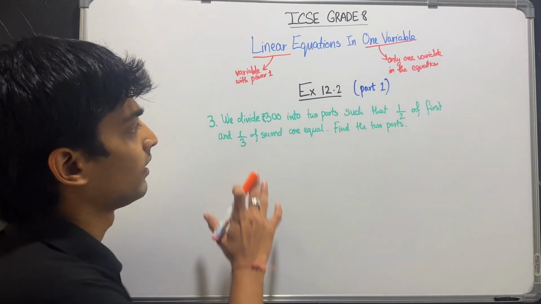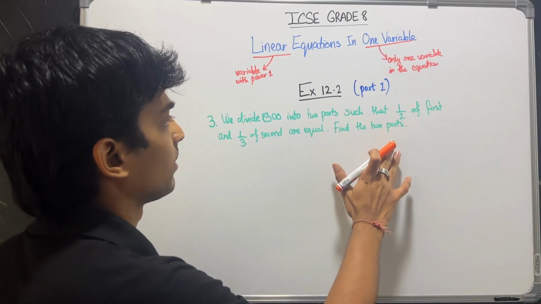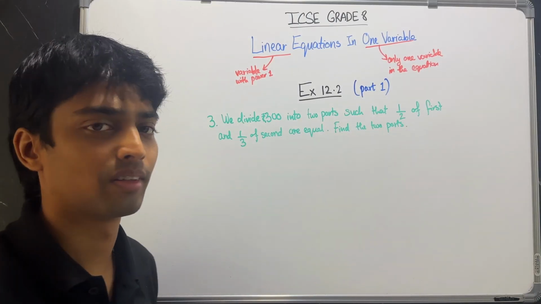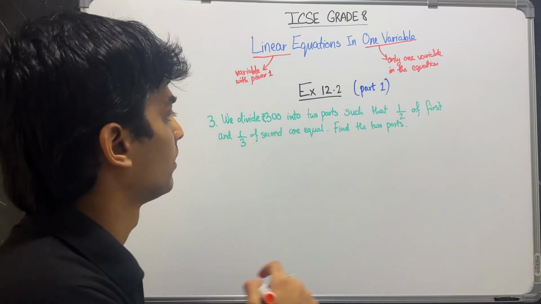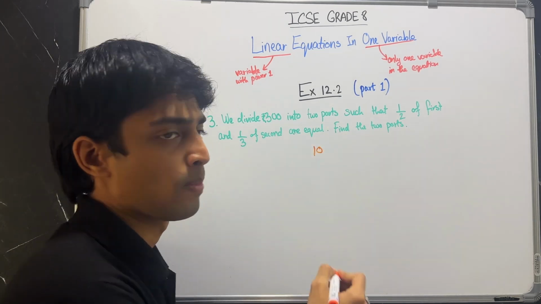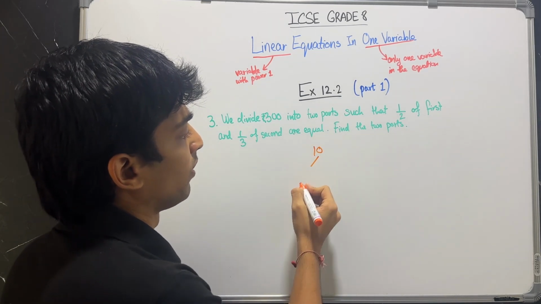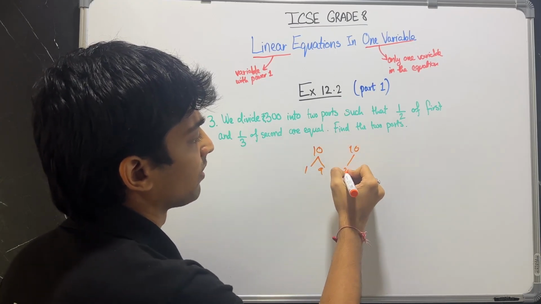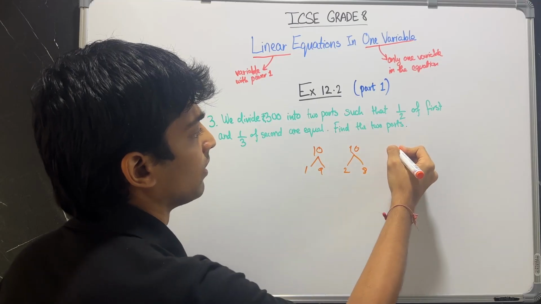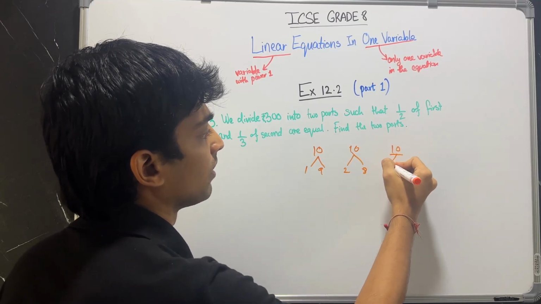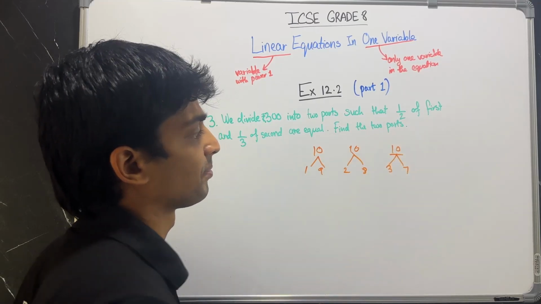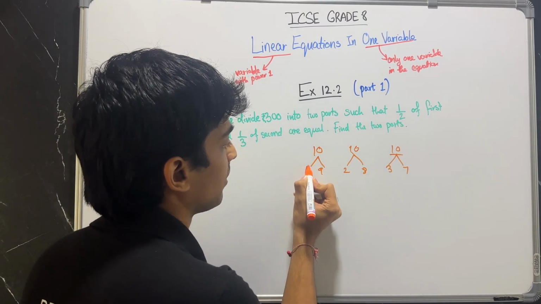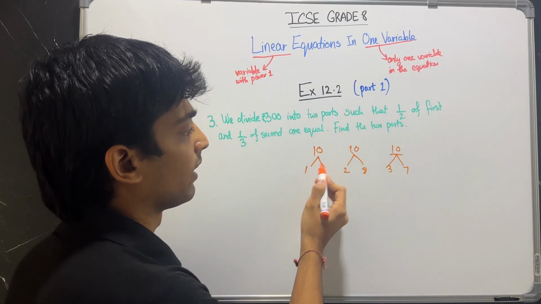Third question: we divide 300 into 2 parts such that half of the first and 1/3 of the second are equal. Find the 2 parts. Now what does this mean? 2 parts. Let's take the number 10. If the first part is 1, then the second part will be 9. If the first part is 2, second part is 8. If the first part is 3, second part is 7. What does this mean?